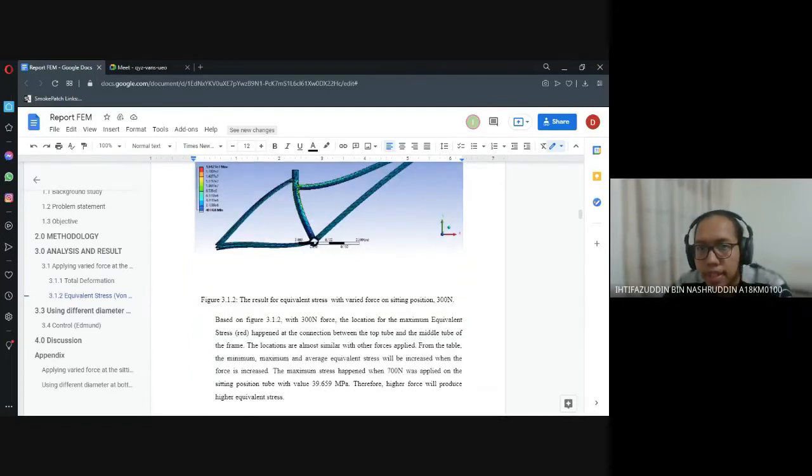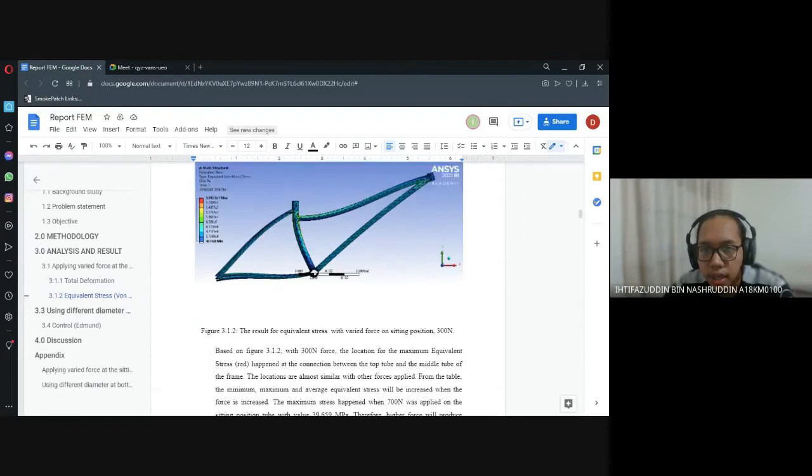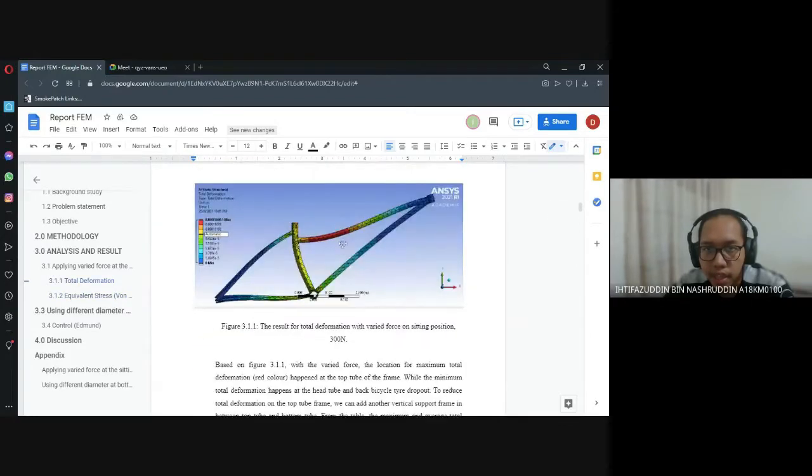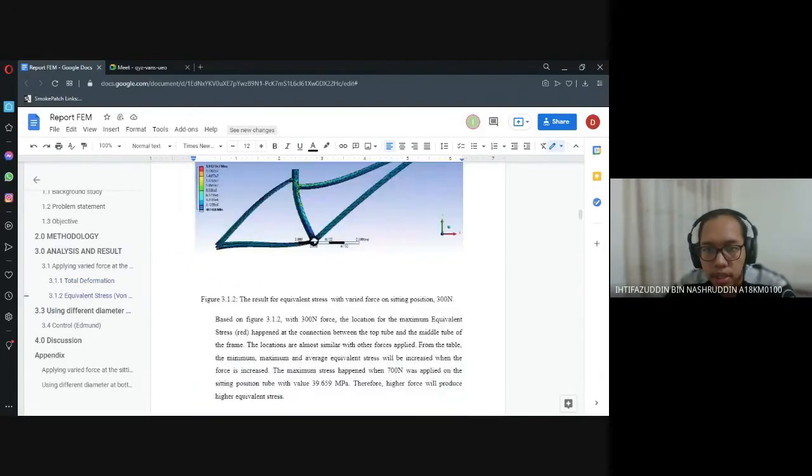To improve this design, I would suggest a better connection between the top tube and the middle tube. Either we can weld it, and for the total deformation, we can add another vertical bar between the bottom tube and the top tube. That's all for me. Thank you.